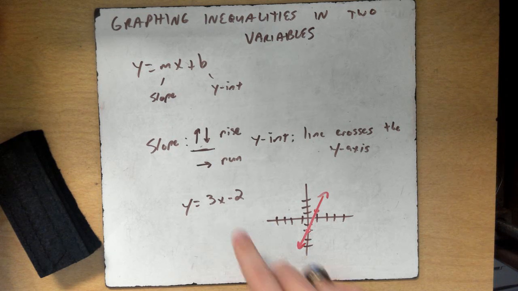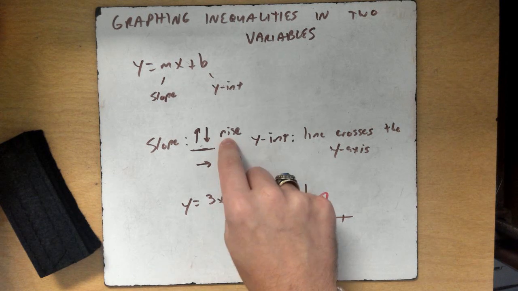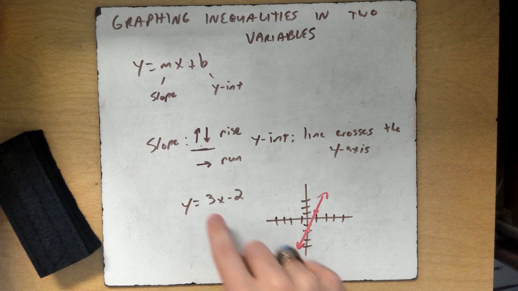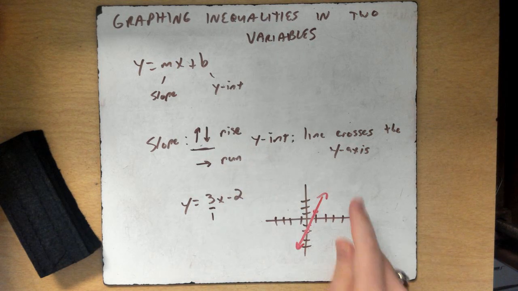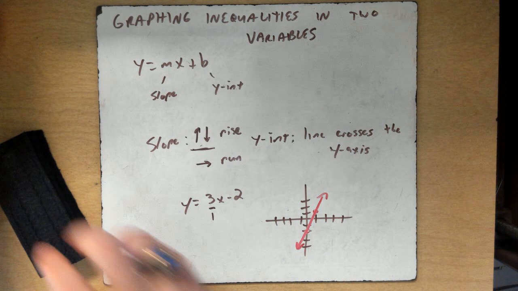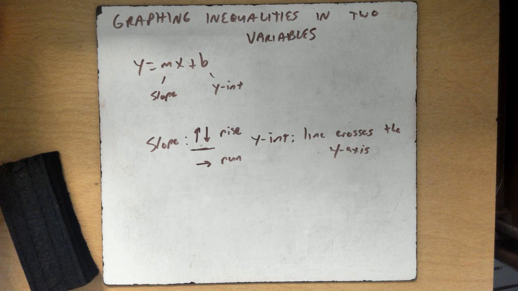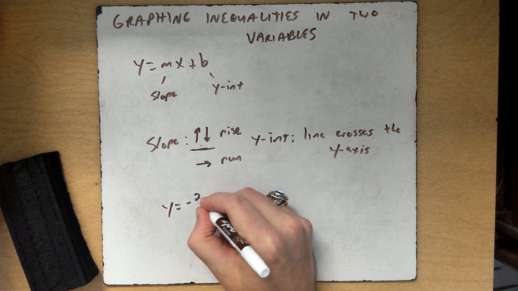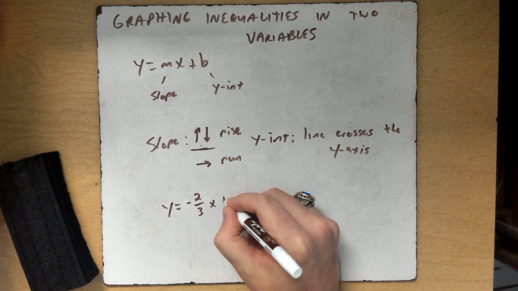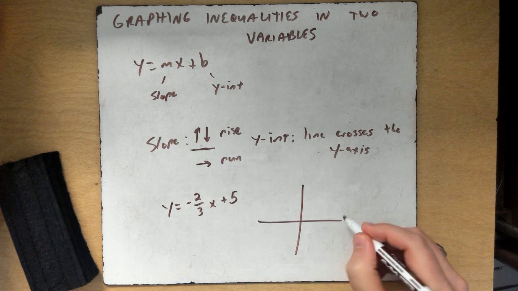So remember, start with the y-intercept, and then rise over run. Go up 3, to the right 1. If it's by itself like that, remember it's always over 1. So up 3, to the right 1. One more example before I move on: negative 2/3 x plus 5.